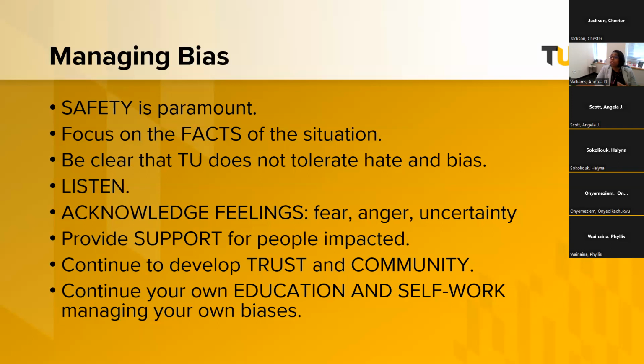Provide support for people that you know have been impacted by a bias situation, or you know that they've been impacted in a negative way. Be that support person for them. Continue to develop trust and community, which goes back to support. Let's be each other's anchor here. We all have to live on this campus and interact with each other to some extent. So let's try to be each other's community.